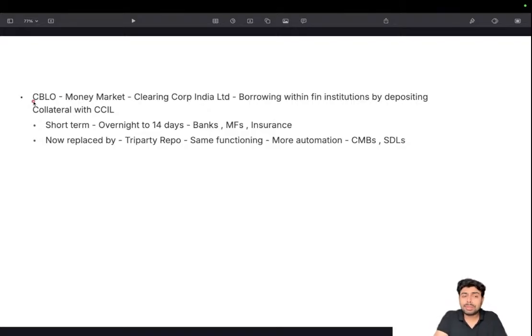But the thing is, CBLO is now obsolete and has been replaced by tri-party repo. Basically, it's doing the same thing. Tri-party means there are three parties engaged, and repo means repurchase agreement. It's the same functioning, but more automated. Earlier, only government securities were traded as collateral. Now other things could be traded, like cash management bills and state development bonds, and it's happening in a more automated fashion. That's the basic idea. It's similar to CBLO, but it has been replaced by tri-party repo with more automation and more instruments other than government securities. So CBLO is now tri-party repo. Just remember that, and have an idea about that also.